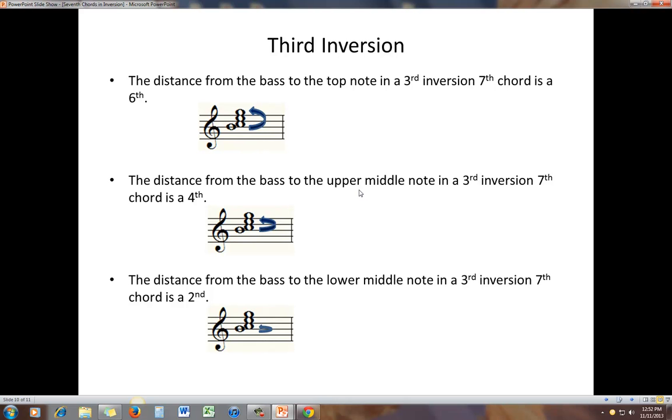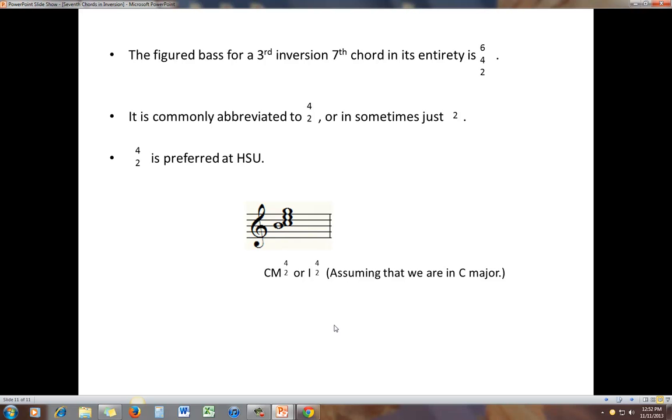And lastly, the third inversion is when you have the seventh in the bass. The distance from the bass note to the top is a sixth. Distance from the bass to the upper middle is a fourth, and the distance to the lower middle is a second. So the figured bass for a third inversion seventh chord is 6-4-2. Now, there are two different ways to abbreviate this. One way is to abbreviate it to 4-2, and sometimes you will just see 2. This is actually the purest way to do it if you are just locating where the second is, because it's right there. But at HSU, the 4-2 designation is the one that is actually preferred. So this is a C major 4-2 or a 1 tonic 4-2.